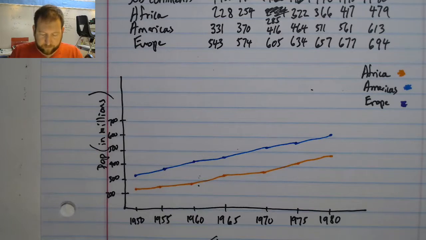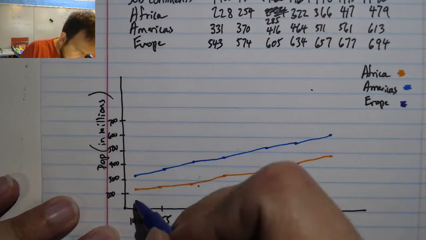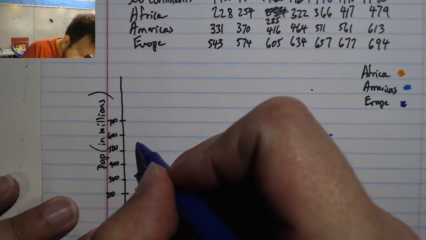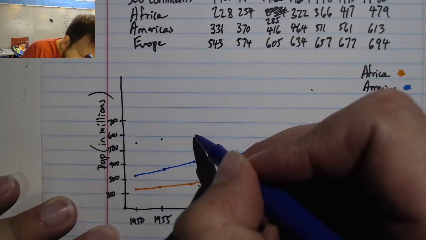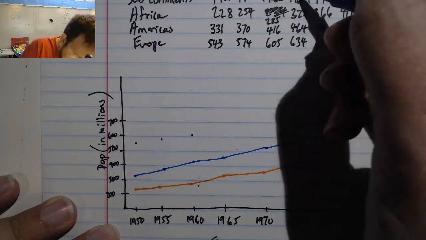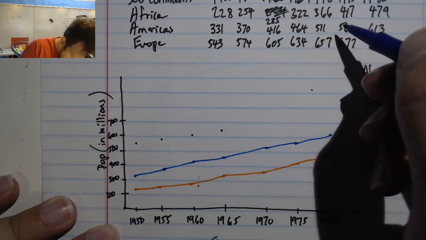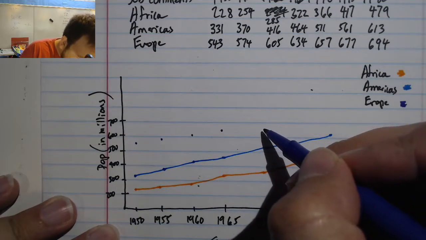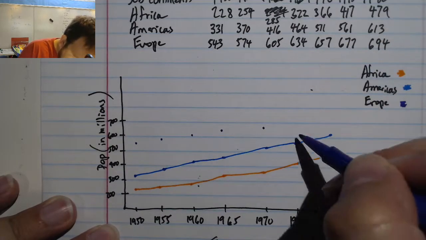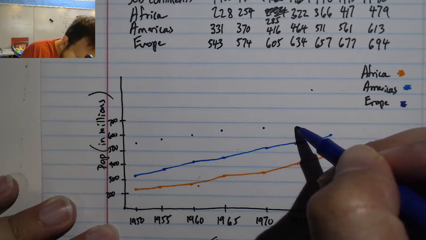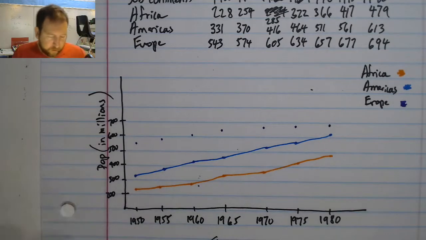And lastly, let's take a look at Europe. Europe starts at 543 in 1950, 574, 605, 1965 is 631, 1970 is 657, 1975, 677, 1980, 694. Okay.